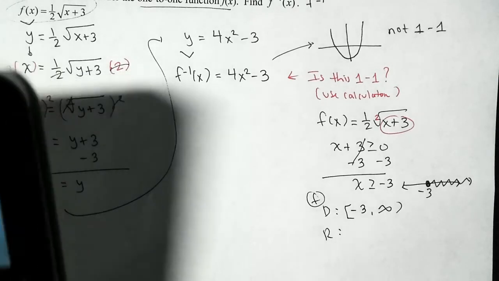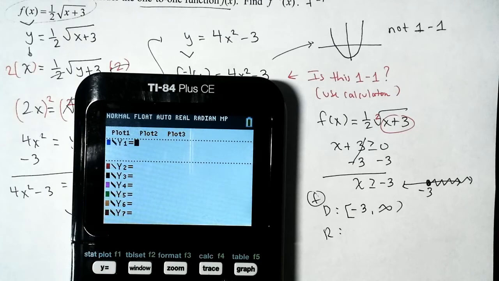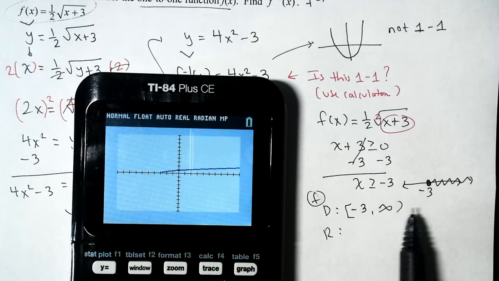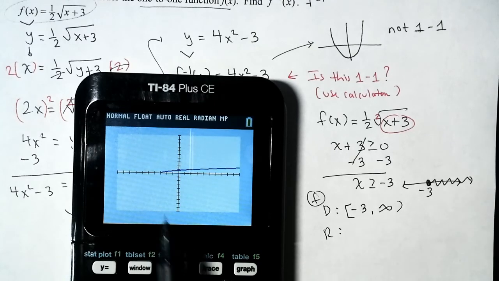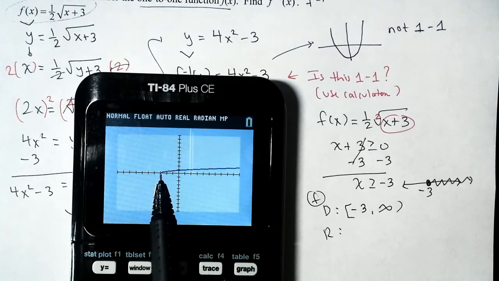For the range, we're going to use the graph. Let me clear this. The graph of our function is 1/2 times the square root of x plus 3. We're going to graph it, and it's a nice way to confirm what the domain is. The domain we said is from -3 to infinity. That looks like -3, 1, 2, 3, and that looks like -3 to infinity. For the range, the lowest value will be at this point, which is 0. The value of the function goes from 0 up to infinity.